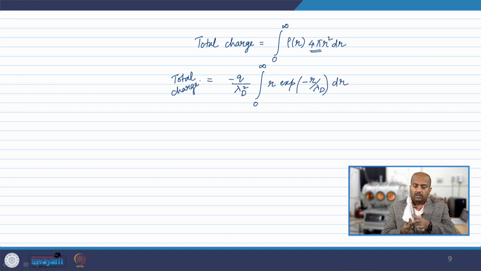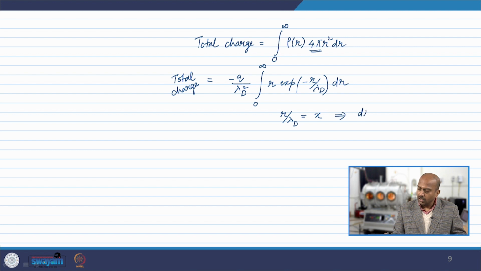This is similar to what you must have studied in mathematical physics. If I make a substitution by calling r by lambda_D as x, then dr by lambda_D becomes dx. So, the total charge within the Debye sphere is minus q times the integral of x e to the power of minus x dx.